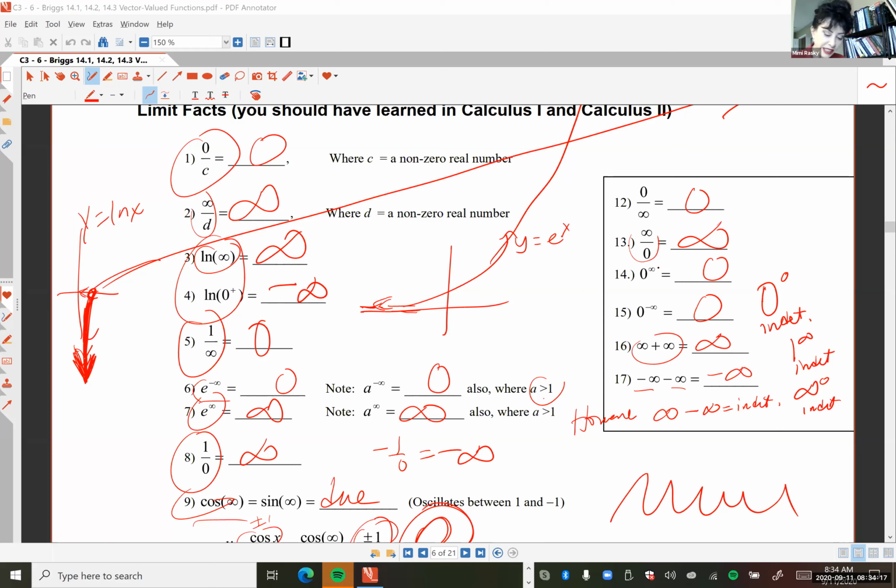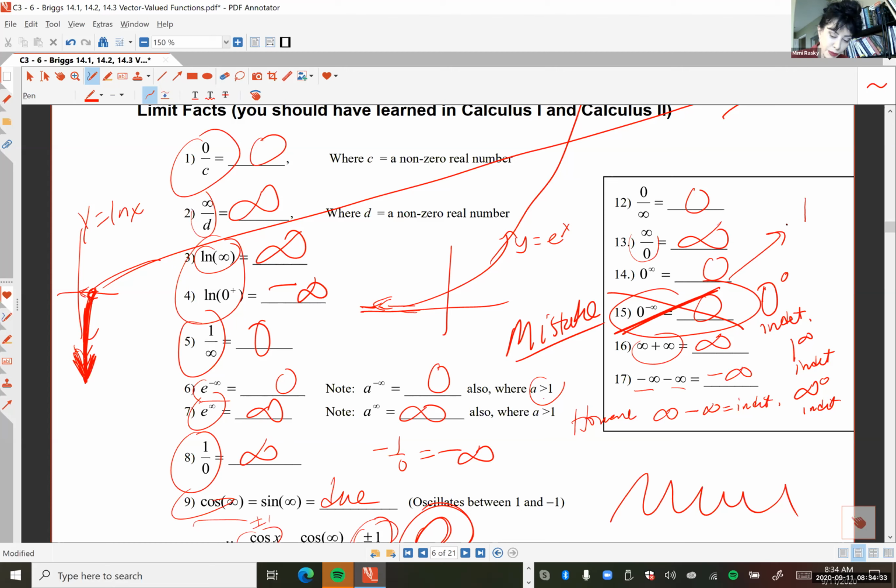Okay, I made a mistake here from last time. My bad. This is not 0. I apologize. I was trying to go way too fast because I had so many internet problems the other day. So 0 to the negative infinity, if we rewrite that with positive exponents, that's 1 over 0 to the positive infinity, right? But what did we say 0 to the infinity is? It's 0. So then this would equal 1 over 0.